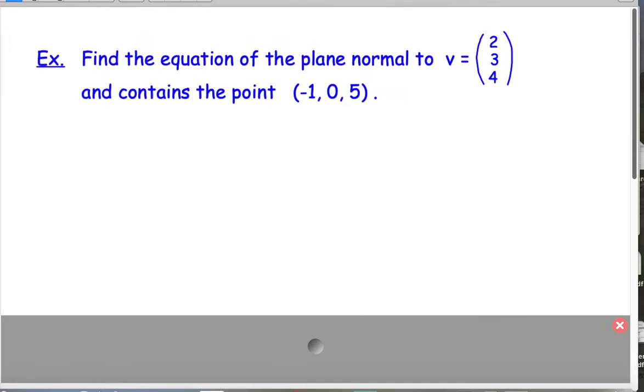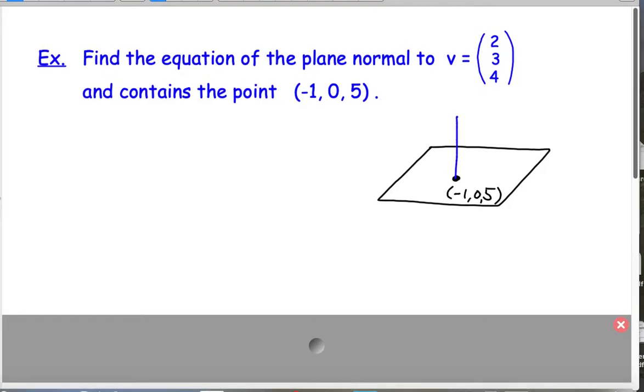Find the equation of the plane that's normal to the vector 2, 3, 4, and it contains the point -1, 0, 5. So just to help make sure you have a visual for this, we've got a plane, we've got a point in the plane, which is -1, 0, 5. And then we've got a vector that's normal to the plane, which means it's perpendicular to any vector in the plane. And this is the vector, I'll write it sideways here, 2, 3, 4.